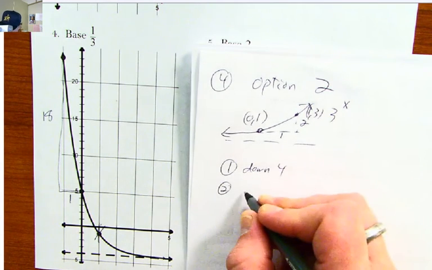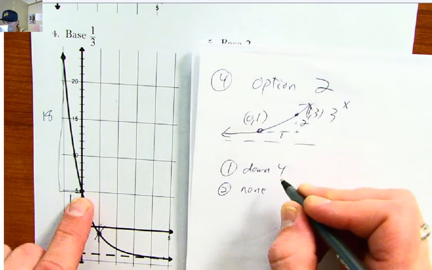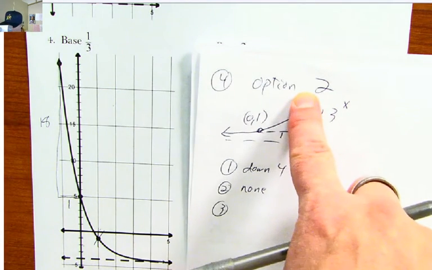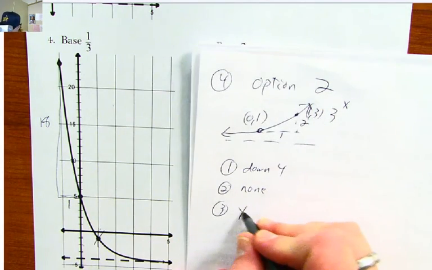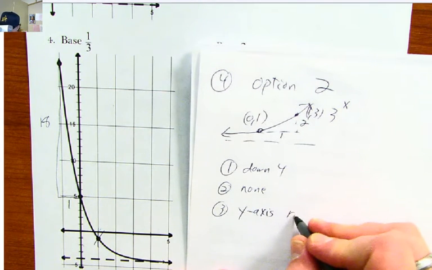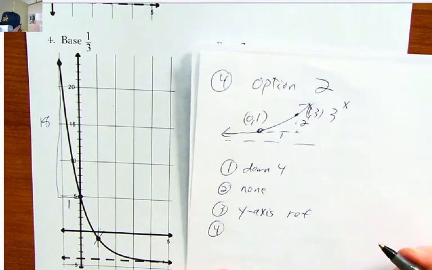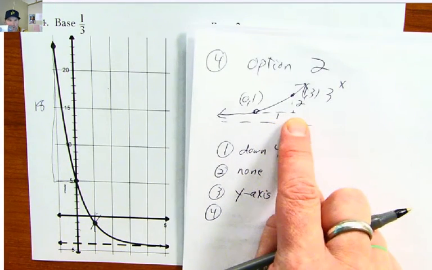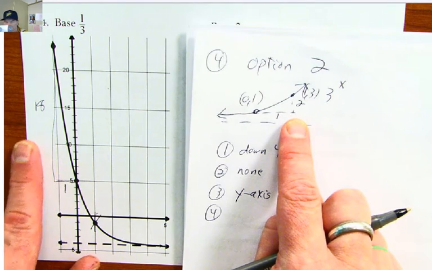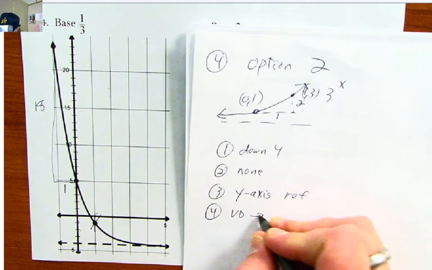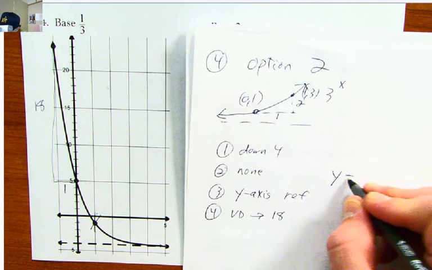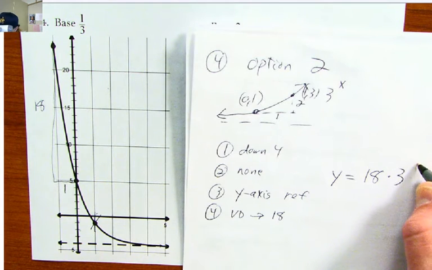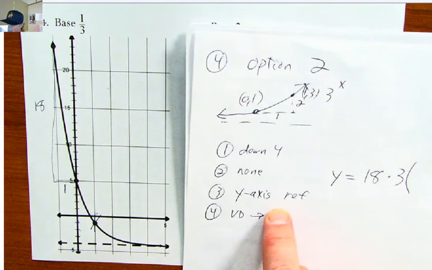Number 2, none, because the 0, 1 point is on my 0. Number 3, reflections. Yes, reflections, because I'm used to the graph looking like this. Now it looks like that. This is a y-axis reflection. And then finally, number 4, dilation. Just like option 1, I'm used to it going over 1, up 2, but in this case it went over 1, up 18, vertical dilation by a factor of 18, which means that my equation is going to be 18 times 3 to the, that y-axis reflection.